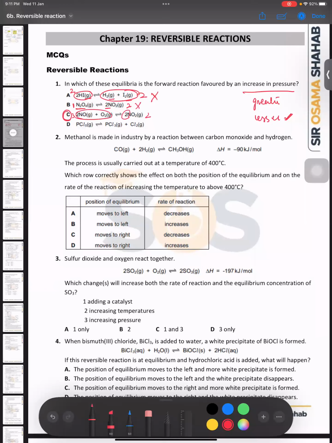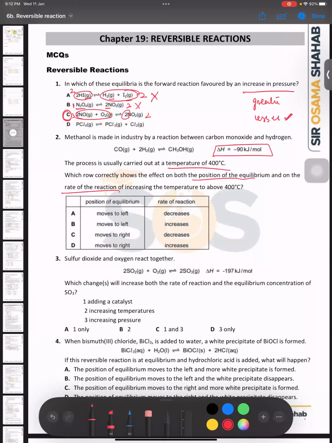All right. And then in the second question, they are saying that methanol is made in industries by a reaction between carbon monoxide and hydrogen gas. The main thing over here to see is this. This is showing that the reaction is exothermic. And we know that exothermic reactions can be favored by low temperature. So we need to keep that in mind. The process is usually carried out at a temperature of 400 degrees Celsius, which will correctly show the effect on both the position and the rate of reaction.